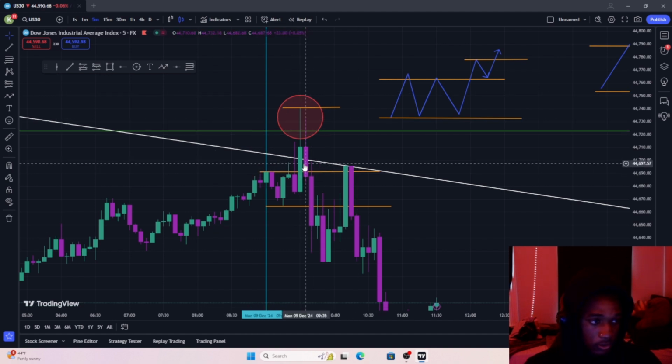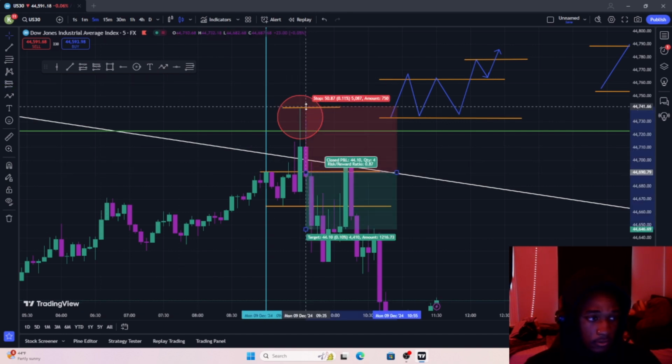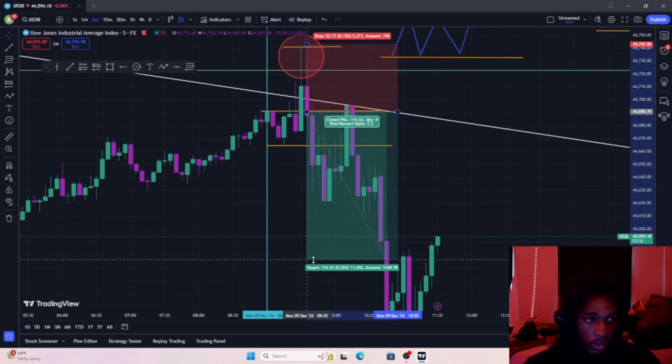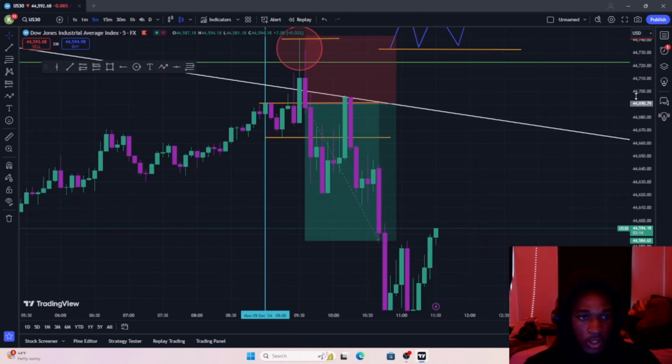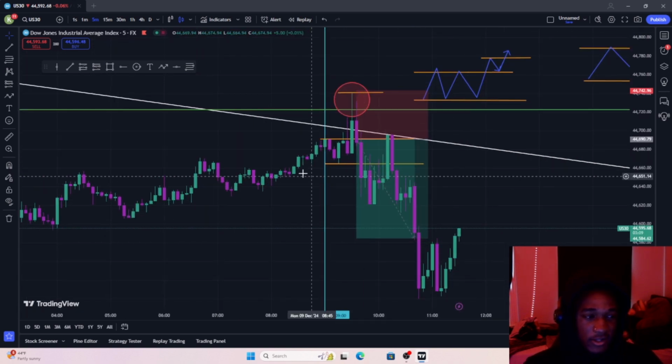Once we get the breakout of that new support zone, I would enter on a sell position because we know we're in a downtrend, put our stops above the recent zone, and just target a 1 to 2 risk to reward, and we would cash. Literally that easy.